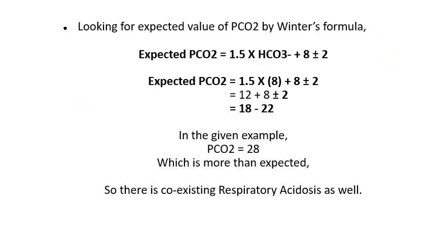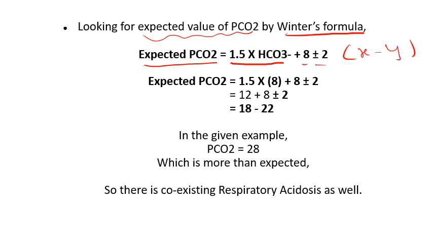For metabolic acidosis, we have Winter's formula to calculate the expected value of PCO2. You might want to have a look at this formula again. Expected PCO2 is basically 1.5 times bicarb concentration plus 8, plus or minus 2. This gives us a range, x to y. In this case bicarb is 8, so 1.5 times 8 is 12, plus 8, plus or minus 2. This plus or minus 2 is because it gives us a range. So when we calculate, it comes out to be 18 to 22.